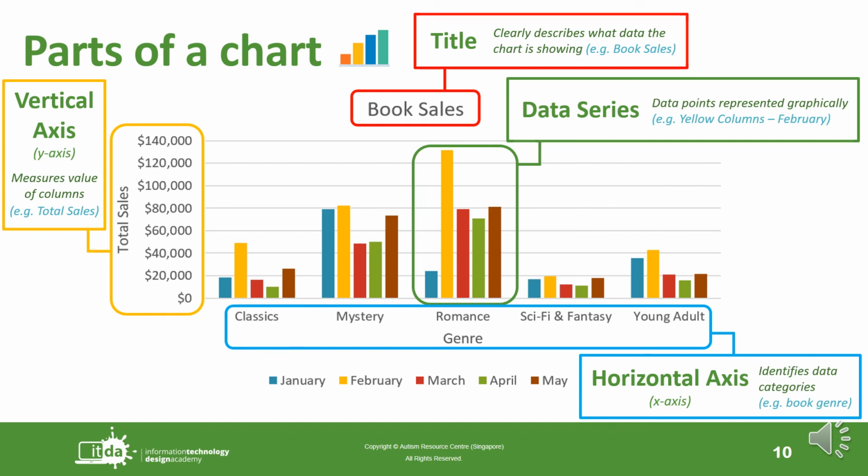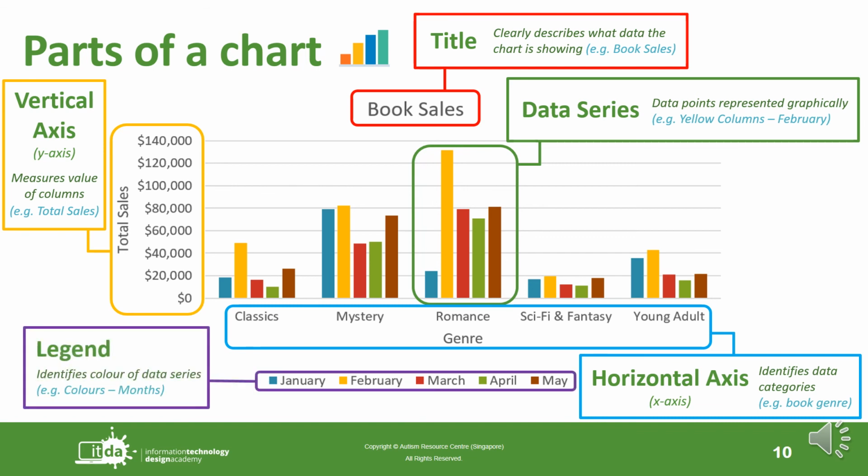In the middle of the chart, we have our data series, and this basically comprises of data points represented graphically. For example, the yellow columns could represent the month February. Finally, if you have different color zones to represent different data series, you will need to have a legend at the bottom. This will allow people to identify the color of your data series. For example, in this case, we are looking at colors representing months.